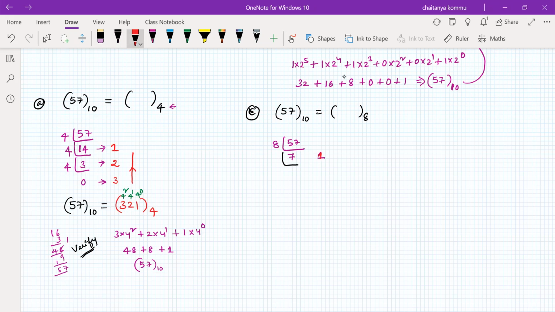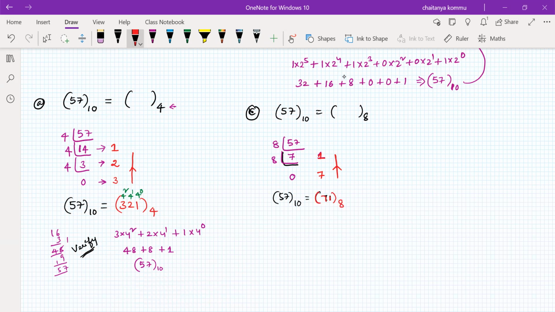So what about this one now? I'll use 0. 8 zeros are 0 because it's a smaller number, right? That's the reason why we have to do it with 0 only. So the remainder is 7. So we have to go from bottom to top. Therefore, 57 in base 10 is equivalent to 71 in radix 8. That's it. That is how we have to convert.